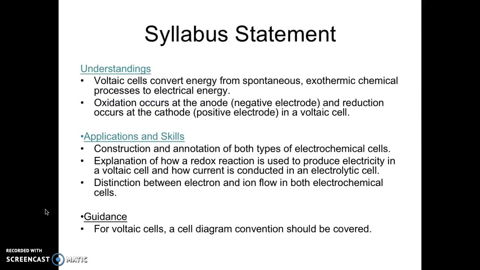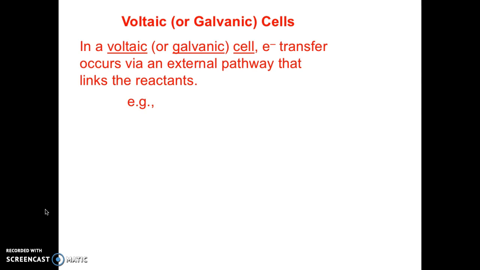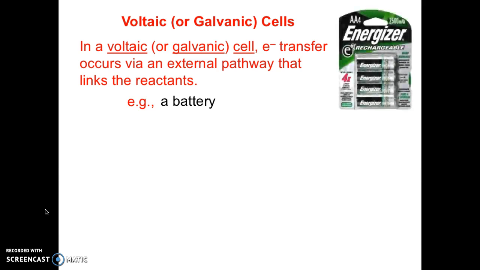Here's some syllabus statements. Know these. Again, 2 types of electrochemical cells: voltaic, also sometimes called galvanic cells, getting electricity from a spontaneous chemical reaction, and then electrolytic cells drive chemical reactions using energy. So in a voltaic or a galvanic cell, we have electrons being transferred via some sort of external pathway that links the reactants. So a battery is a great example of this. That's what a battery does.